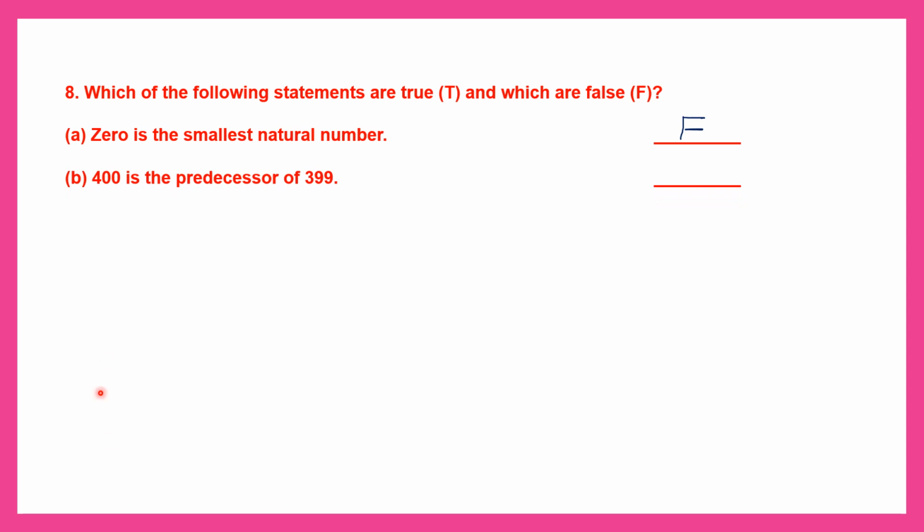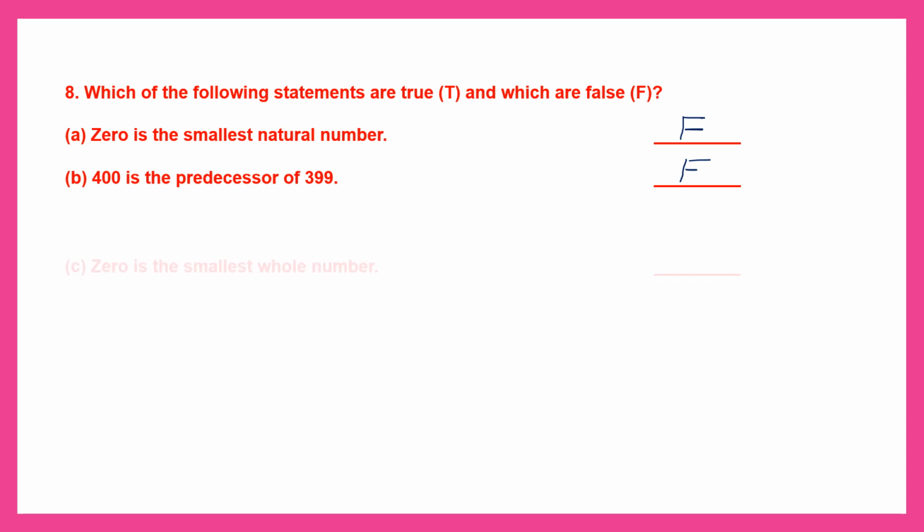Question B. 400 is the predecessor of 399. What is a predecessor? A number that comes before. Now, does 400 come before 399? No, it comes after, isn't it? So this statement is false. 400 is actually the successor of 399. So this statement is also false. So let's write that false.